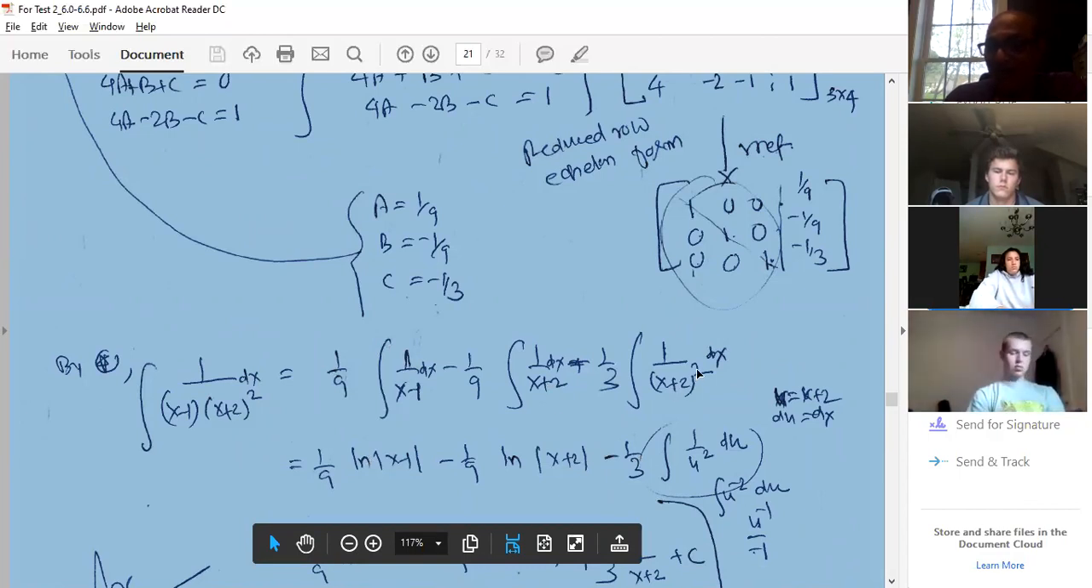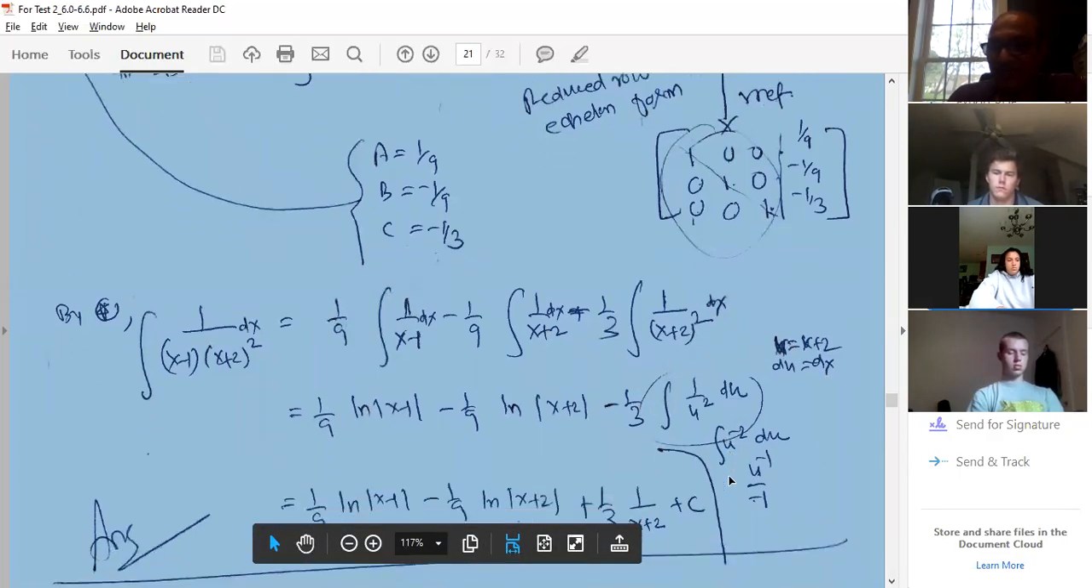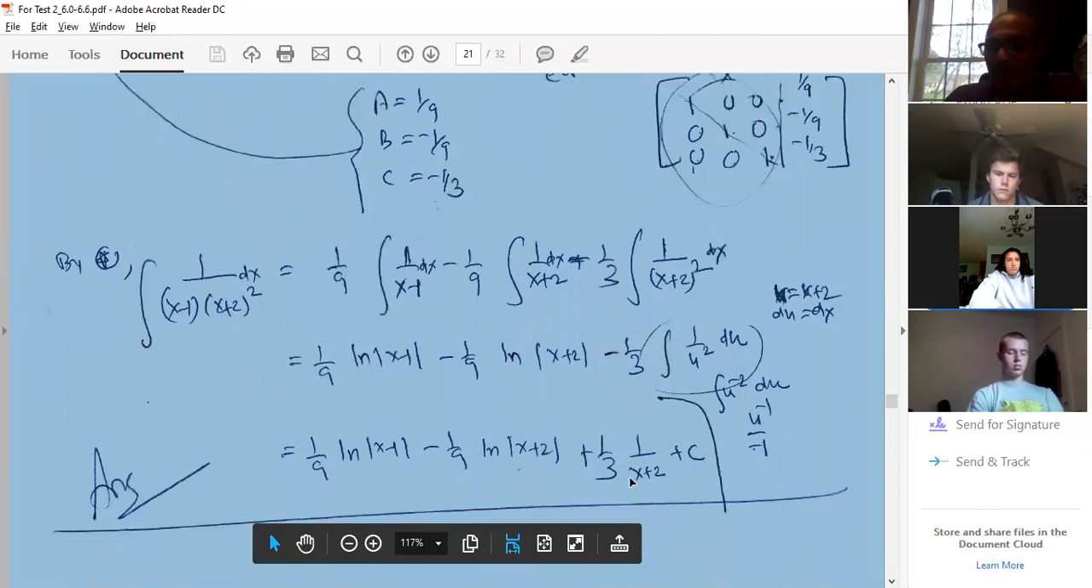For x plus 2 square, if I take x plus 2 equal to u, then du equal to dx. If you use u substitution over here, it is simply negative 1 over x plus 2. So this is your answer. If you want, you can take this 1 by 9 common and write ln of x minus 1 divided by x plus 2, just like the previous example. Or you can leave this one as the answer. I don't mind. That sounds good to me.